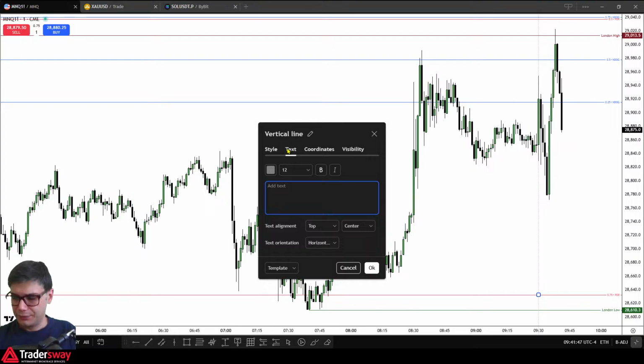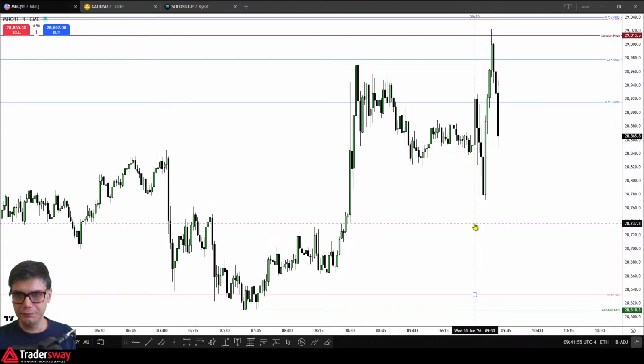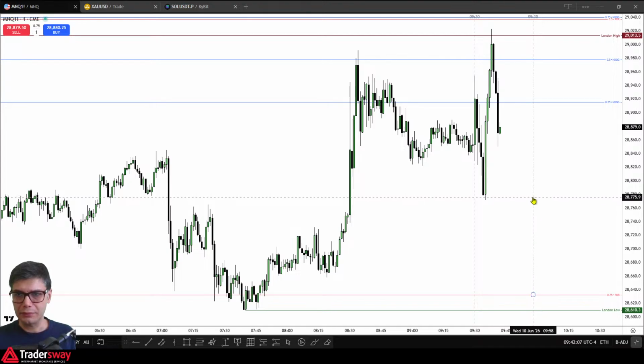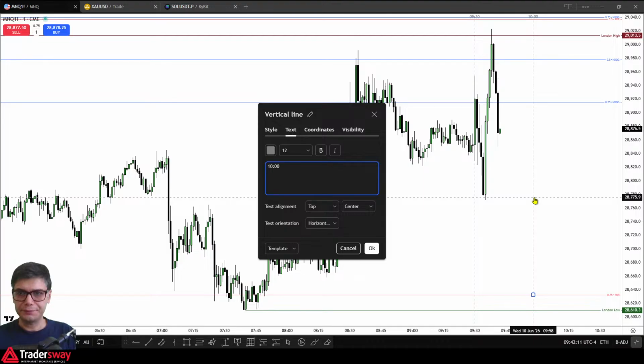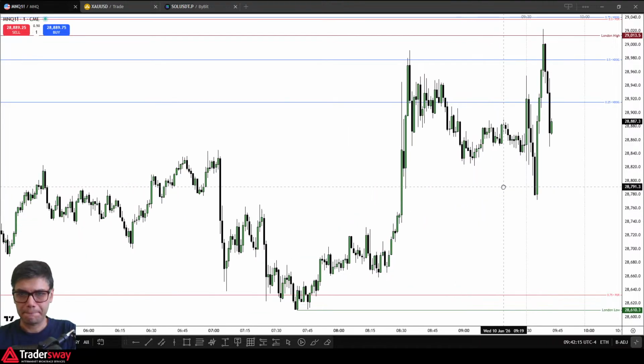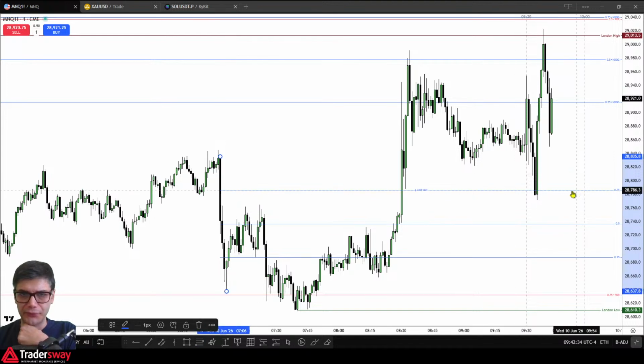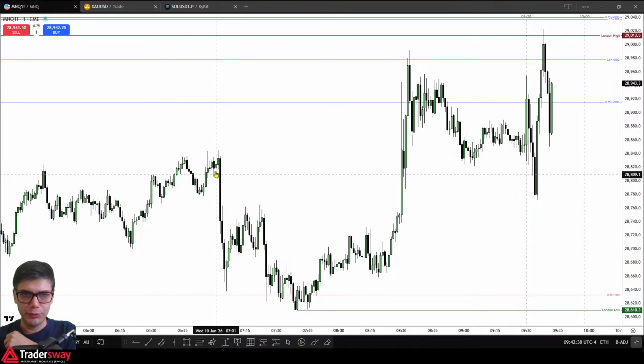This is 9:30. This is 10 a.m. After the bullish breakout, the price came into 75% or 25% of this bearish leg, which is, I guess, the mean threshold of this bearish fair value gap.